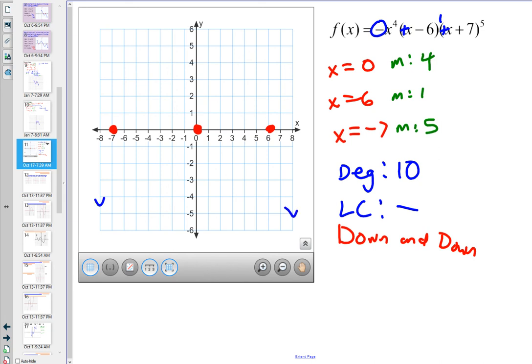At the first one, negative 7, what's going to happen? It's definitely not going to bounce. It's going to get close, flatten out a little bit, and then go through. It's odd, but it's greater than 1. Then eventually we have to turn around and come back to 0. What's going to happen at the 0? That one's going to bounce because the multiplicity is even. And then we come up, and what's going to happen at the 6?